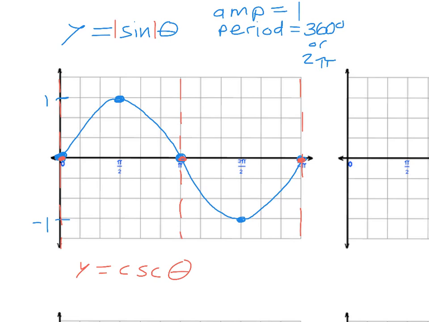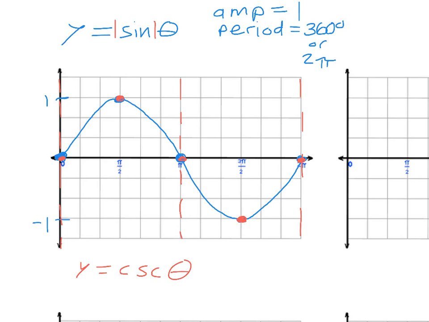Now I'm going to go here. When sine is 1, the reciprocal of 1 is also 1. Now I'm going to go down here. When sine is negative 1, the reciprocal of negative 1 is also negative 1.